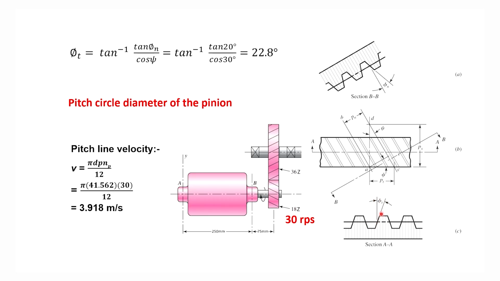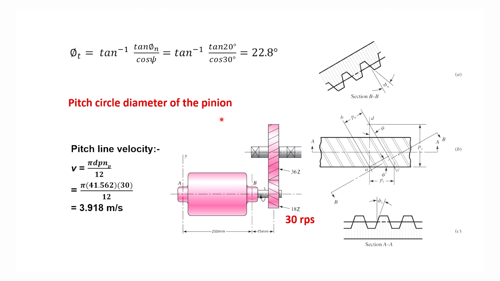In the problem, normal pressure angle was given, and so with the help of normal pressure angle and the helix angle psi, we can find the tangential pressure angle phi t, and that is given by tan inverse of tan phi n divided by cos psi. Substituting the value of phi n and psi, we get phi t, that means tangential pressure angle, 22.8 degree.